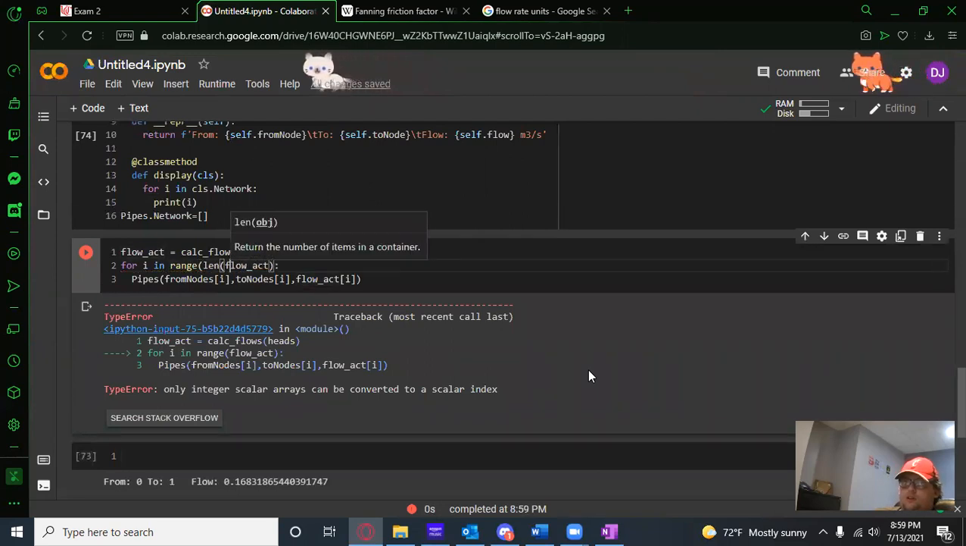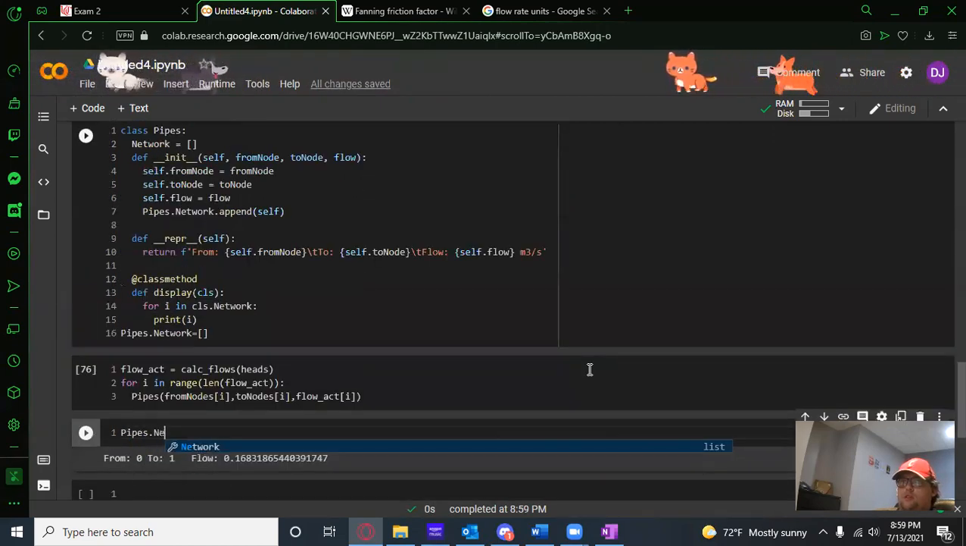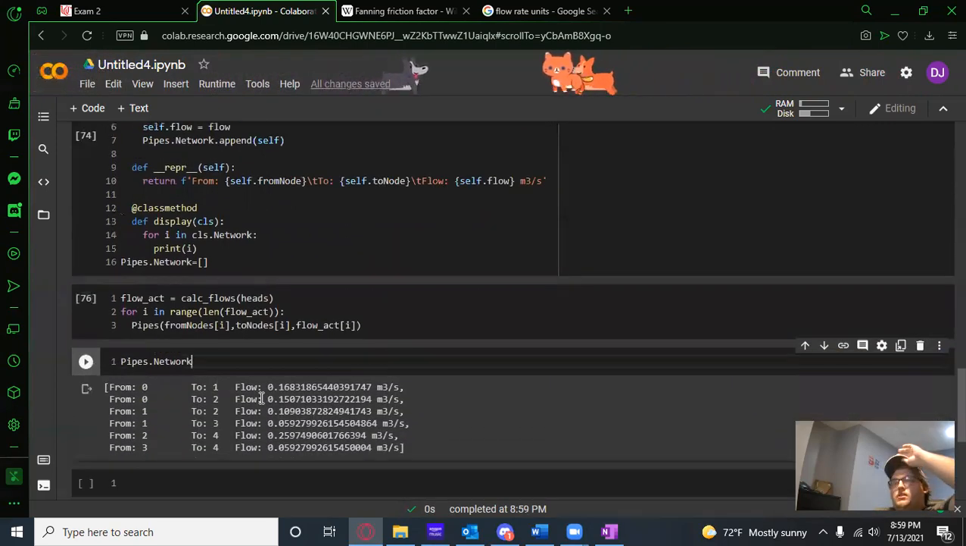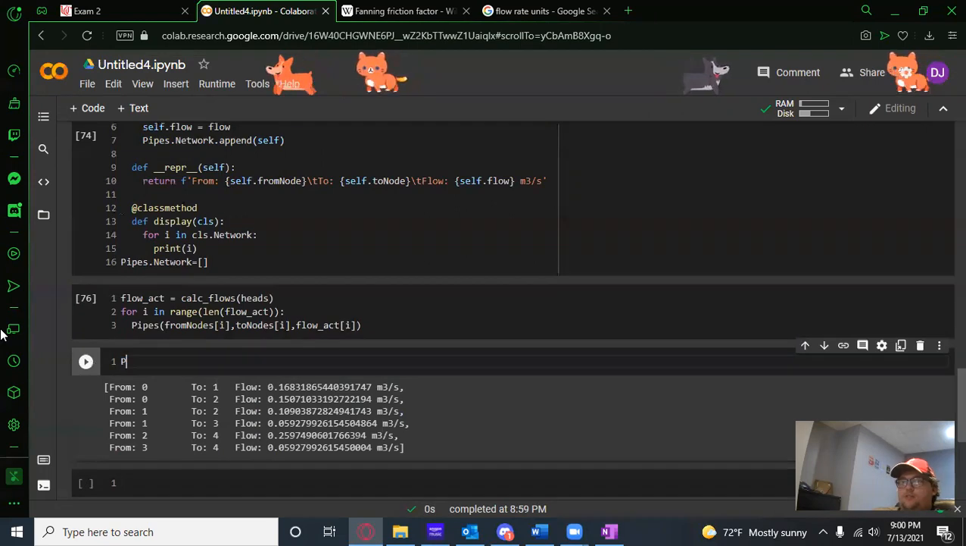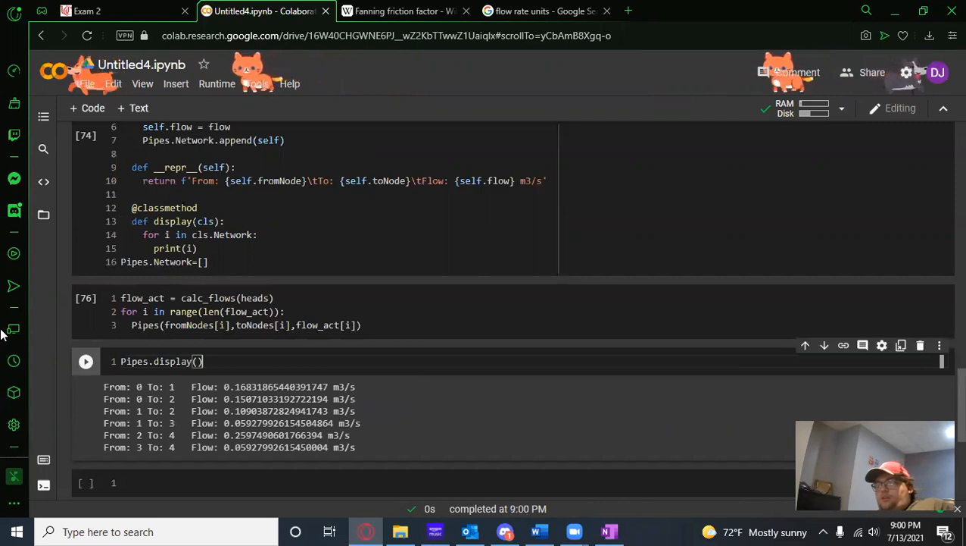That's why I forgot to add when. All right, so if you look at our pipes.network, just make sure. All right, so as you can see, it's working pretty nicely. All that's left to do is just do pipes.display, and it'll give us our flow from 0 to 1. We have a flow of 0.168. From 0 to 2, from 1 to 2, and so on.